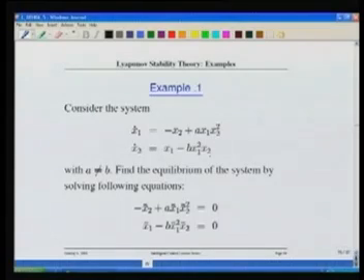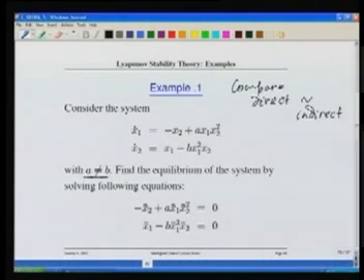So, x 1 dot is minus x 2 plus a x 1 x 2 square, x 2 dot is x 1 minus b x 1 square x 2, where a is not equal to b. This is an important condition. So, first of all, through this example we will compare direct versus indirect, that is, we linearize the system, look at the stability, and then as a whole we apply the direct method and look at the stability, and we will see what is the difference.